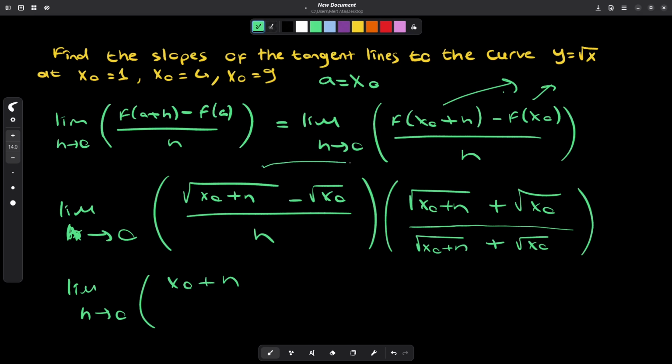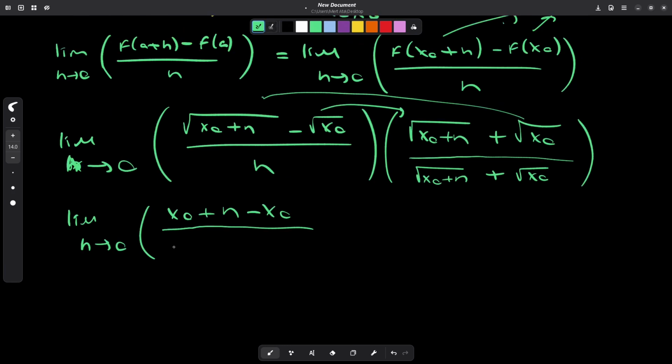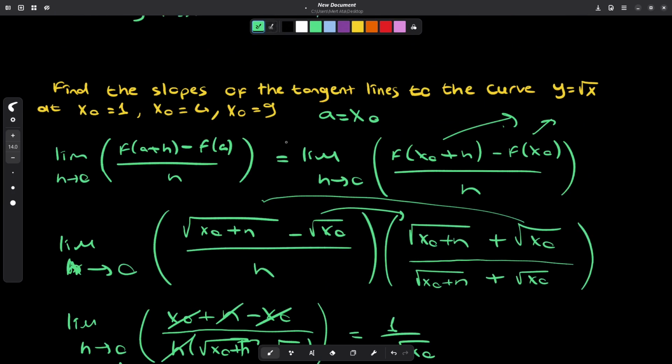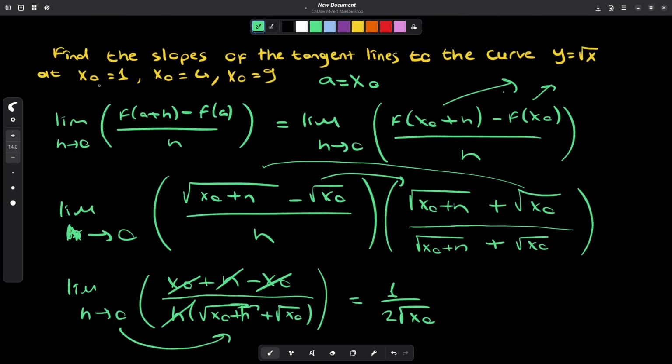If I multiply this with this, and this with this, they will cancel out, so we don't need to write that. Minus x0 from this. And this is over h times root of x0 plus h plus root x0. These will cancel out, so therefore the h will also cancel out with this. And now, when I plug in h equals 0 here, we get 2 root x0. So this limit is equal to 1 over 2 root x0.